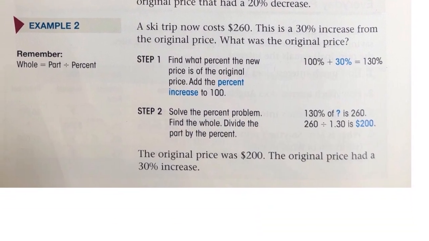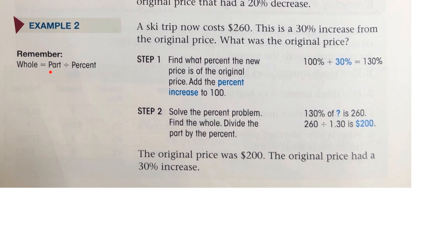All right, let's look at example 2. A ski trip now costs $260. This is a 30% increase from the original price. What was the original price? All right, so here we have something that's not on sale, but instead we have some trip that costs more now.